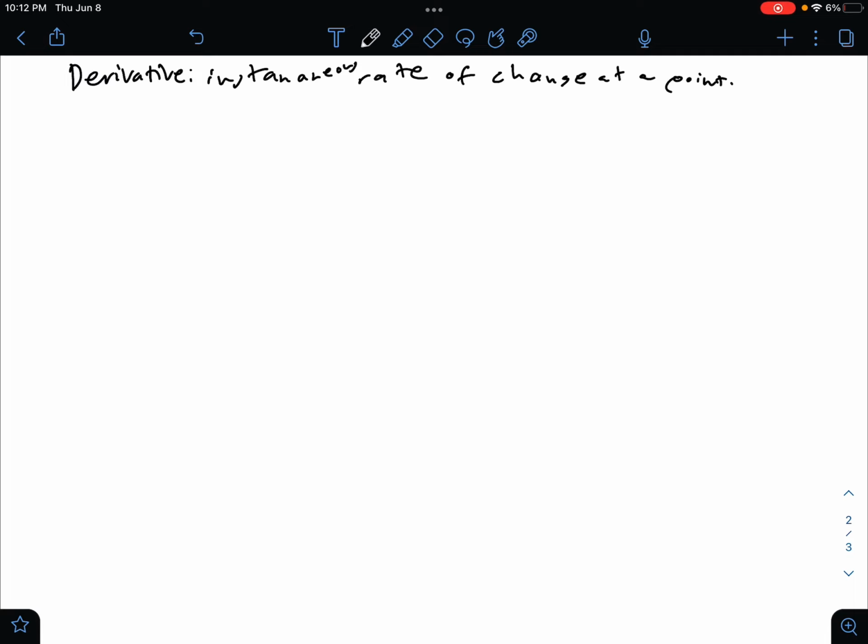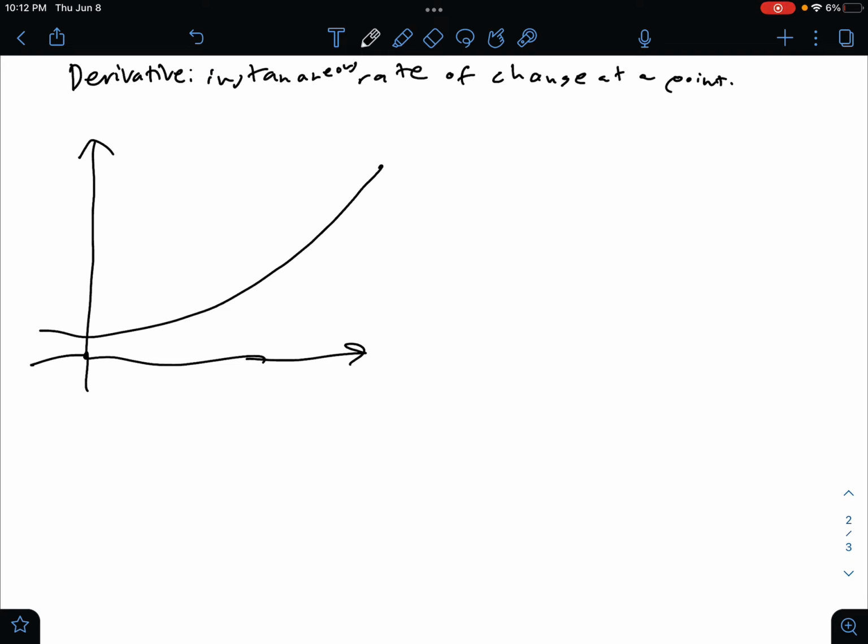So basically this just means the slope at a point. So let's just say we have the graph of a function. Let's say our function is this, for example. Let's say we want to find the slope at this point. Let's call this point A. So x equals A.